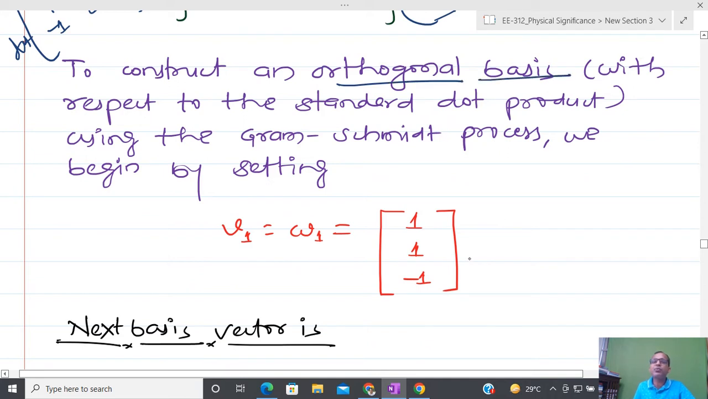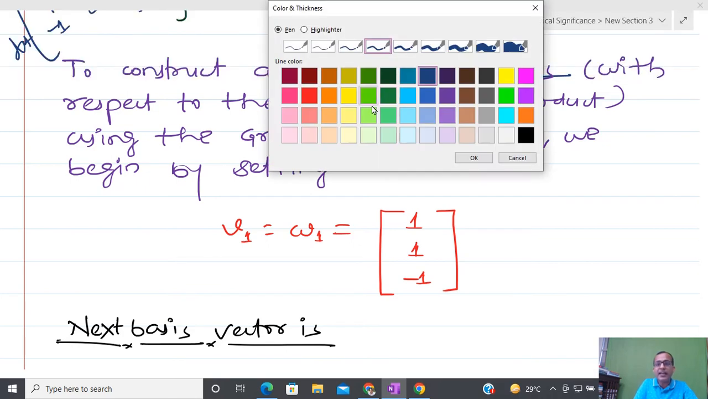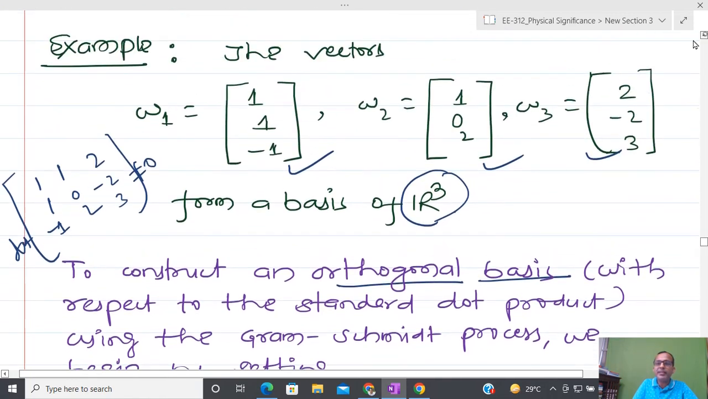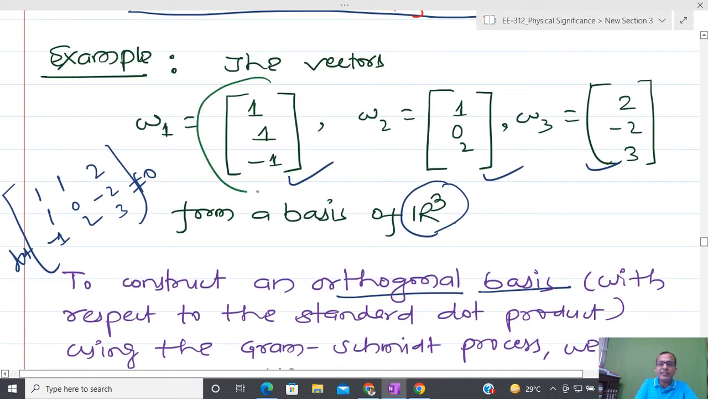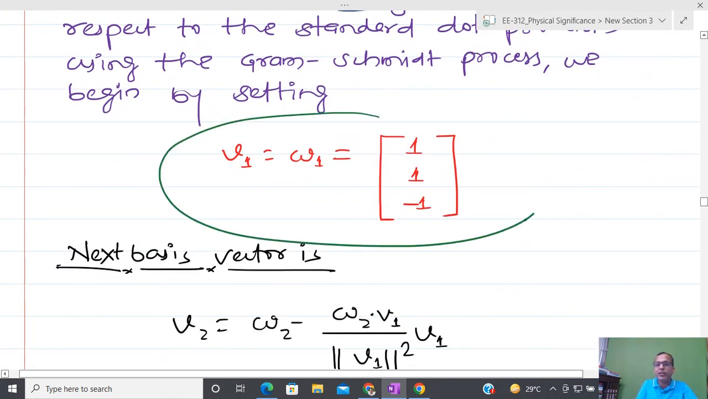In order to construct an orthogonal basis, I am going to use the Gram-Schmidt process. In order to apply that process, I have to understand how to construct the algorithm. In the algorithm construction, we have already understood that I know three basis elements. The first basis element I am going to define as v1. The same kind of thing I have done here. You can see that v1 I have defined as w1. So the first step is very simple.